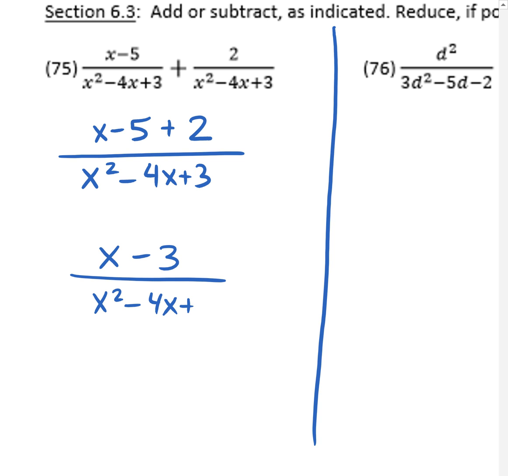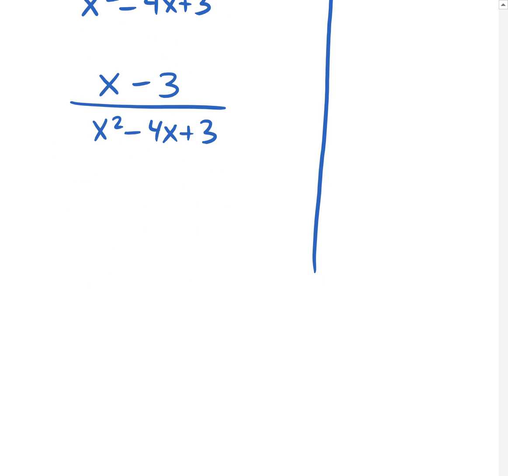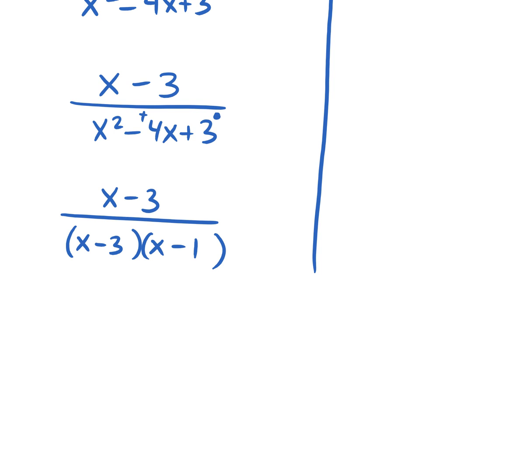This is what we're working with. We've added, but now we have to see if it reduces. But remember, you can't cancel until you factor. The numerator can't factor, it's too simple, but maybe the denominator can. That's a simple factoring technique, what multiplies to 3 but adds up to negative 4: negative 3 and negative 1. And that way the numerator is one big factor.